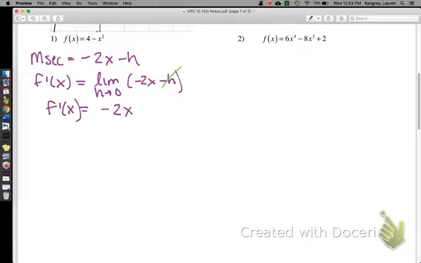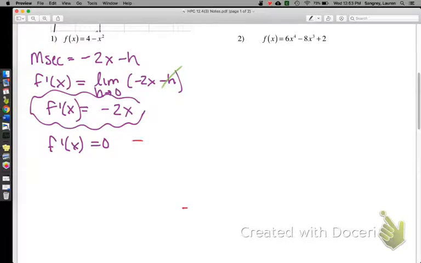Okay, now here is where we have our new steps. So we have to take the derivative and set it equal to 0. So our derivative is negative 2x, and we have to set that equal to 0. When I solve, we get x is 0.